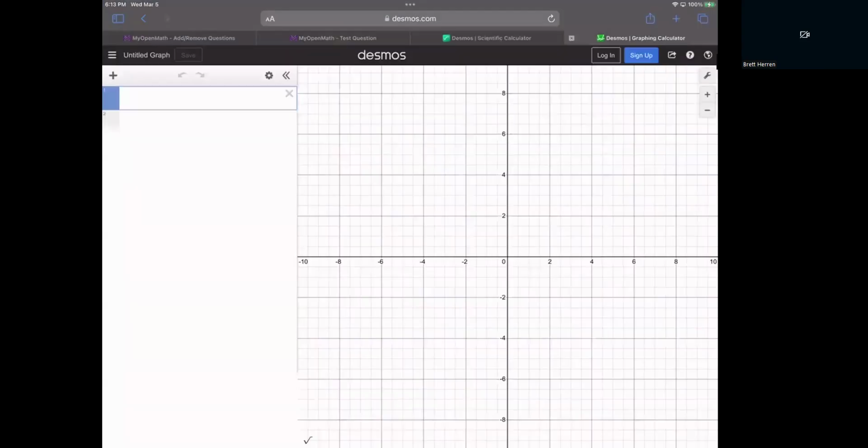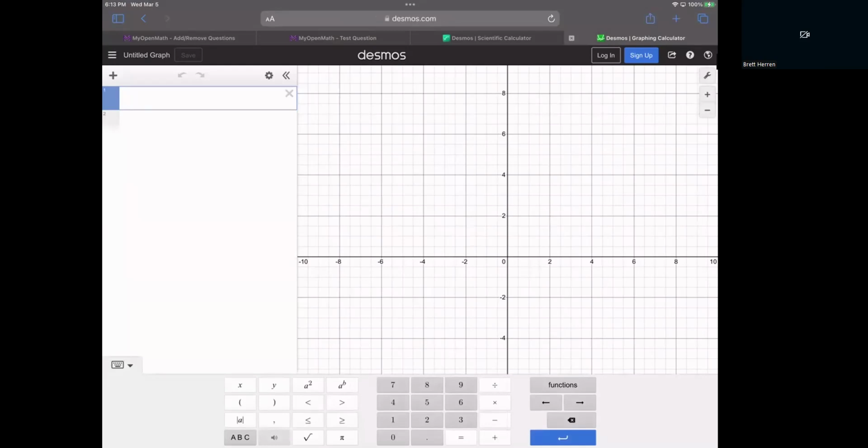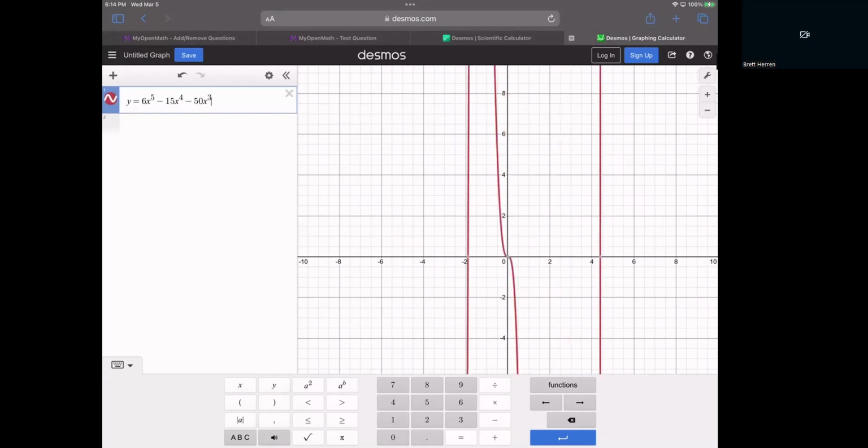I'm going to go to desmos.com, the graphing tool, and I'm going to put up here y equals, I'm just going to put that function, our original function, 6x to the power 5 minus 15x to the fourth, so minus 50x cubed plus 7. All right, there it is. There's our function. Now, what did we say?